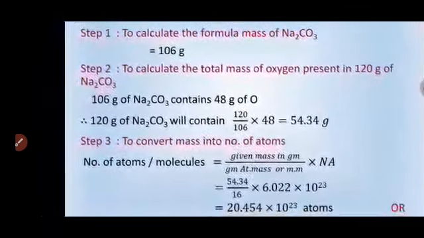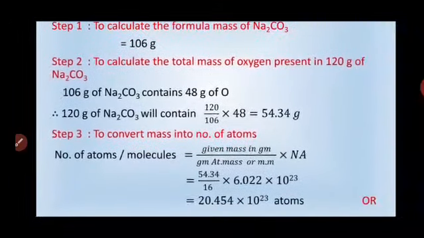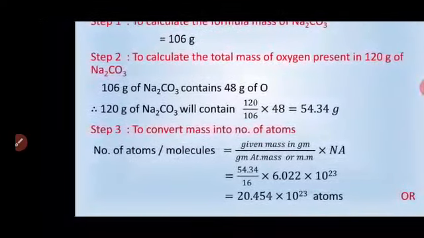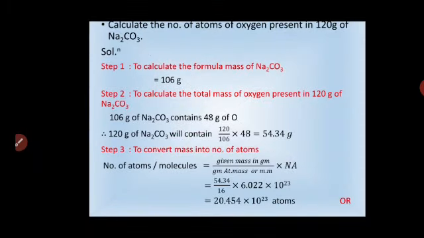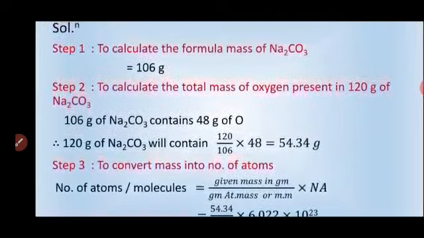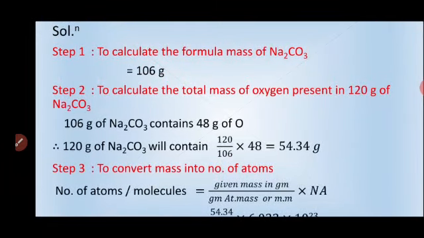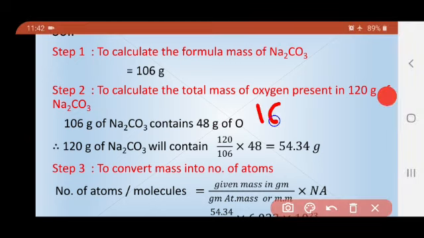Now second step, to calculate the total mass of oxygen present in 120 gram of Na2CO3. Means first we have to find out the total mass of oxygen in 120 gram of Na2CO3. Now here 106 gram of Na2CO3 contains how many atoms of oxygen? 3. So 3 means 16 threes are 48 gram of oxygen.